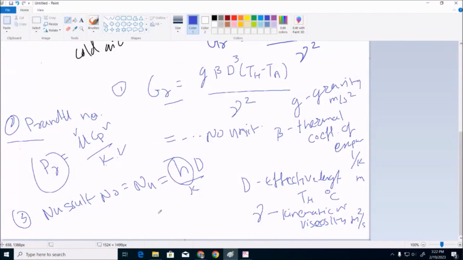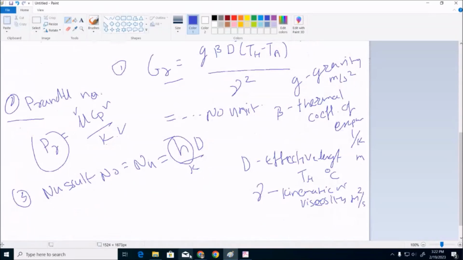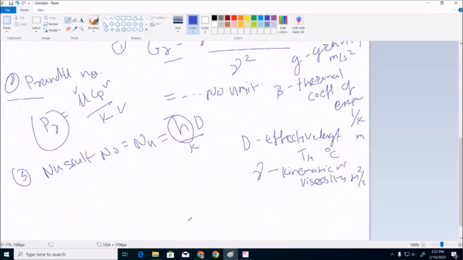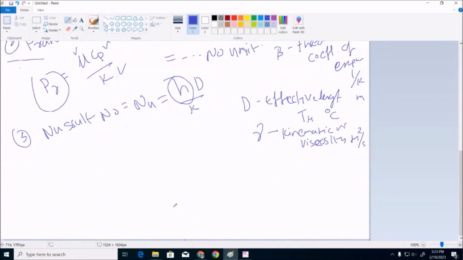These three numbers are related with a correlation, and that correlation is given to you or is available in the heat transfer data book. There are so many correlations; depending on the application, this relation changes. That's why it is given. For a horizontal cylinder, the Nusselt number is given by C, some constant, into Ra, the Rayleigh number, raised to n. What the Rayleigh number is, I will explain.